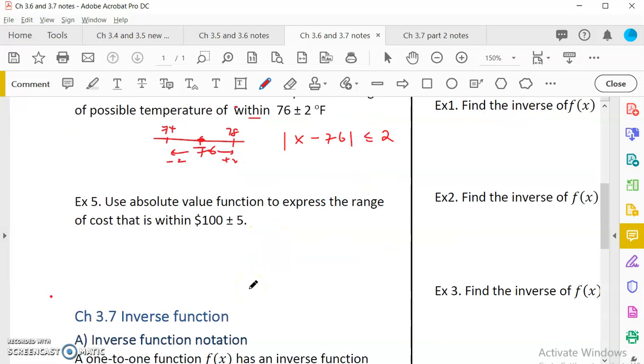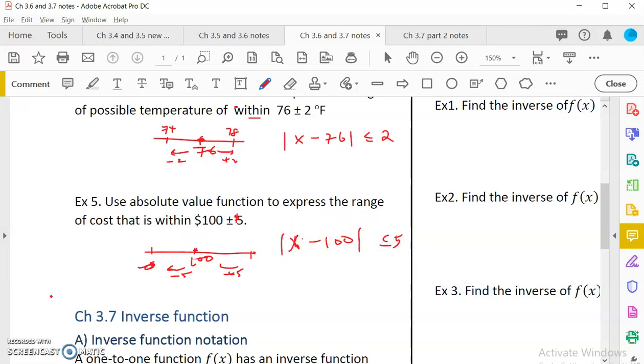Same thing here: use an absolute value function to express the range of cost as within $100, plus and minus 5. I think it's $5, I suppose. So that means it is $100 and you want to find those that are minus 5 from it. Actually, it should be minus 5 and add 5 from it. So it would be the absolute value of x minus 100, because the distance from this point is supposed to be less than or equal to 5.